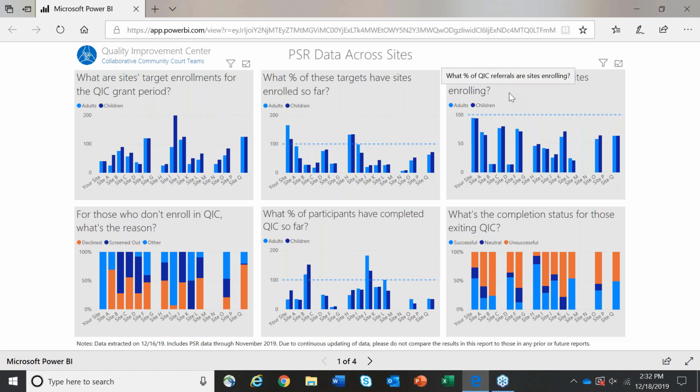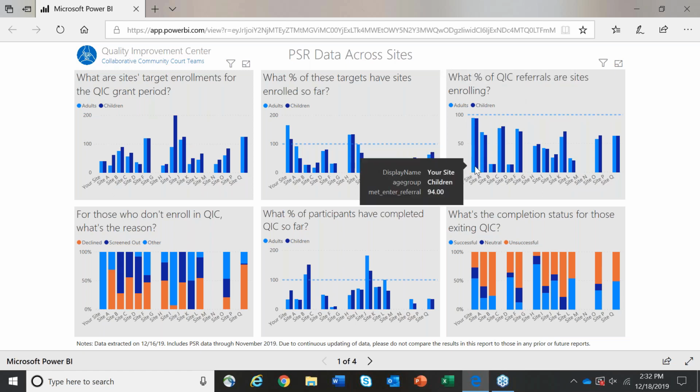So let's see, this third one here shows the percent of your referrals that you've enrolled to date. And one thing to keep in mind is that those who aren't enrolled here could be pending rather than non-enrolled. They aren't necessarily folks who either got screened out or decided not to enter your program. So if you look at the example site, they've enrolled 94% of their adults. Those other 6% could be folks who aren't going to ever enter the program, or they could be folks who are still pending. The enrollment decision is pending.